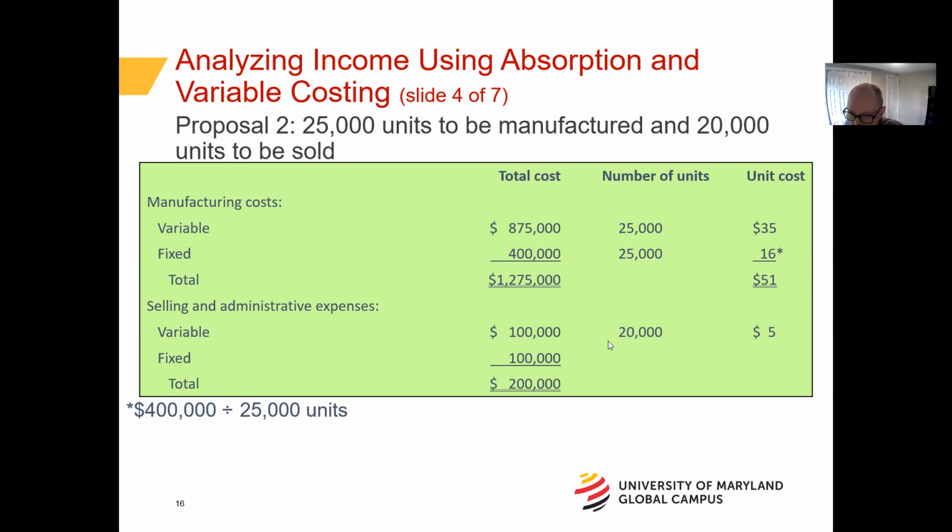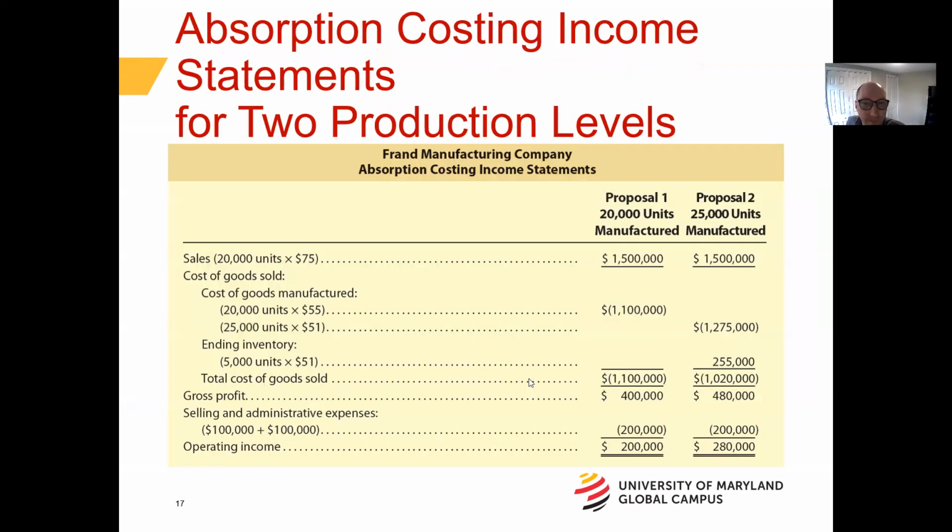Our selling and administrative expenses. Now remember, we're still only going to sell 20,000 units. $5 commission per unit, 20,000 units, that's 100,000 variable. And we also have our 100,000 fixed, 200,000 selling and administrative. That part hasn't changed. Let's compare under absorption costing first, and then we'll do it for variable costing, the two proposals.